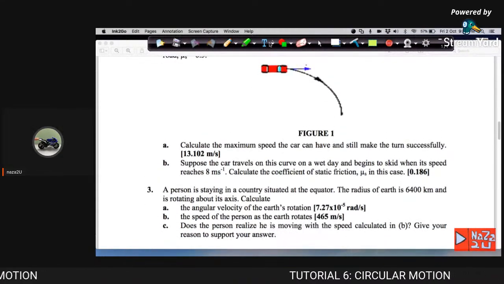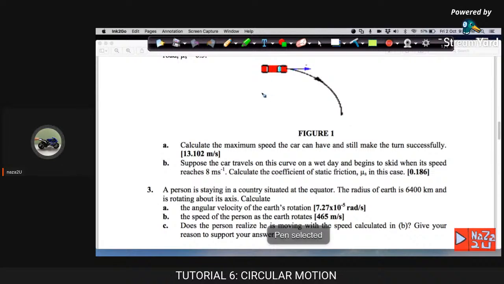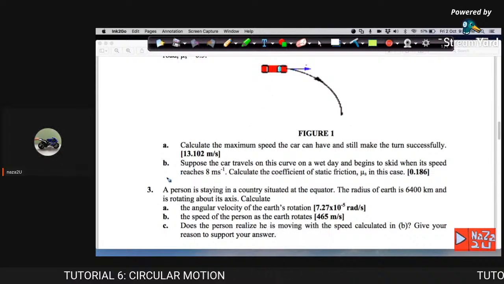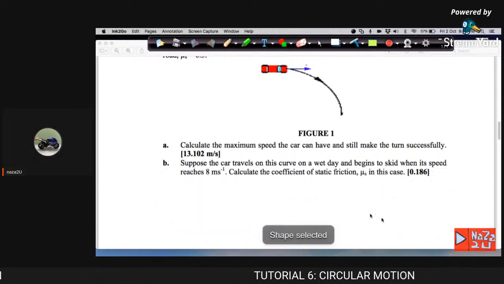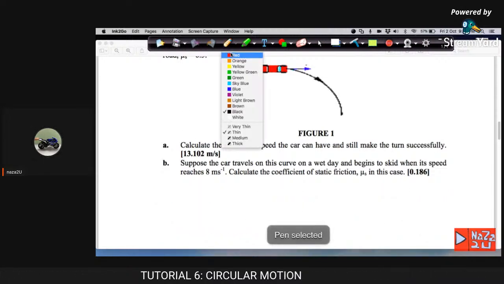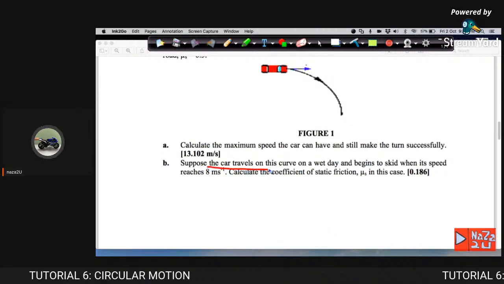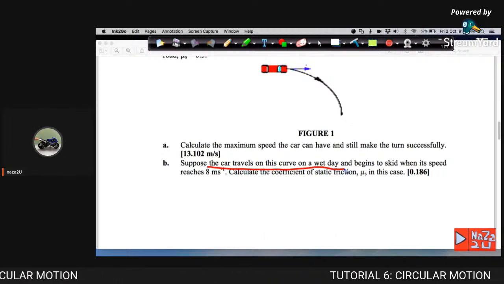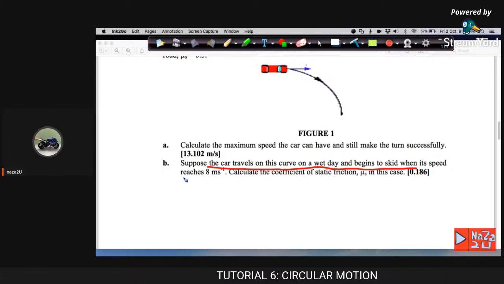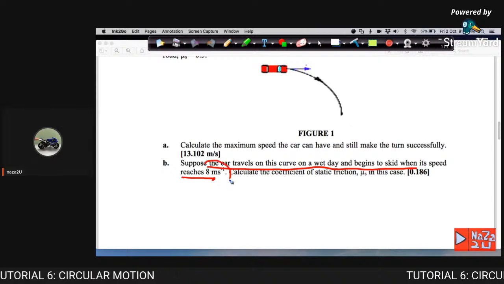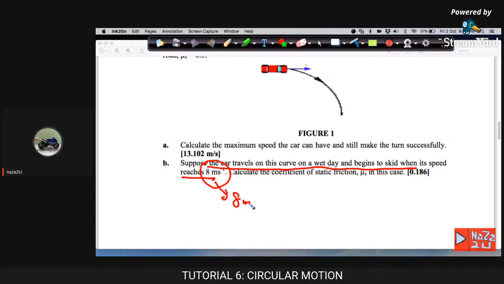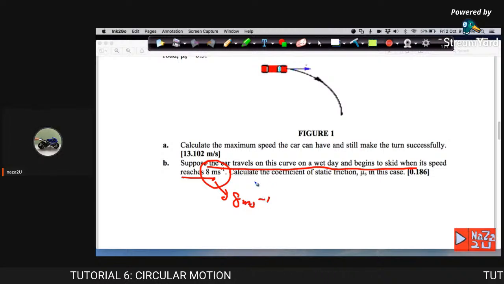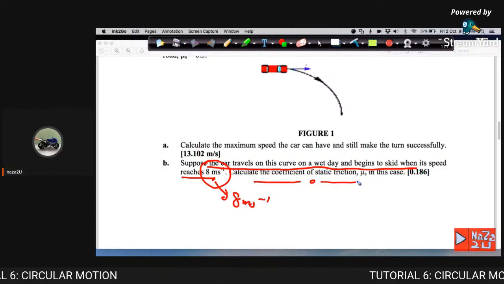The same situation, but the same car and the same curve road, but number B give the situation is, suppose the car travel on this curve a wet day, begin to skid when the speed is reached 8 meter per second. So now here we have the change of the velocity. So velocity here is 8 meter per second. And calculate coefficient of static friction mu s in this case.